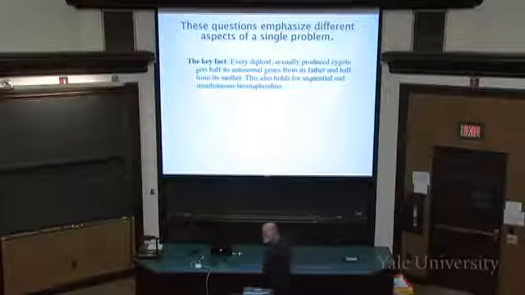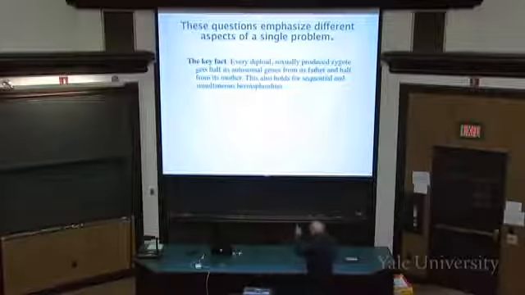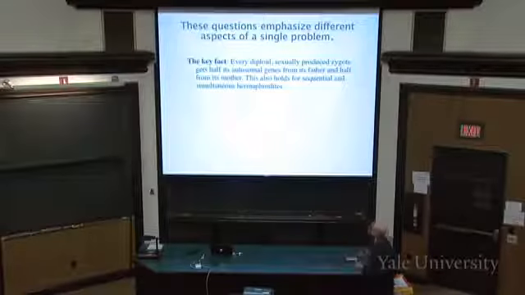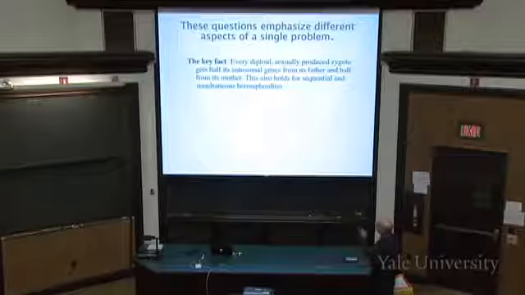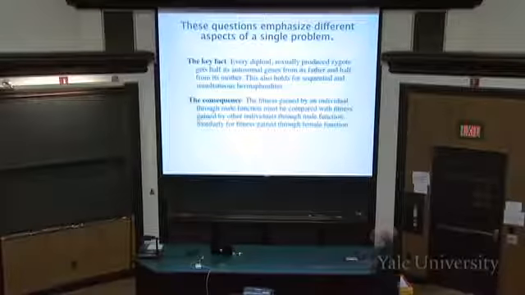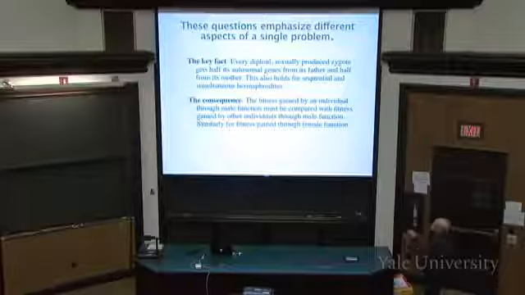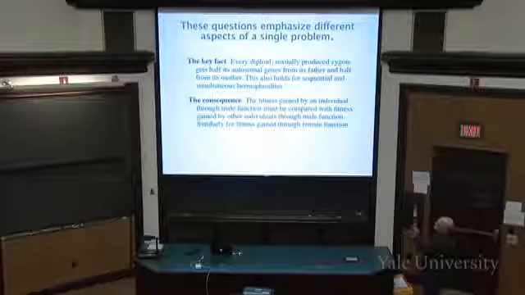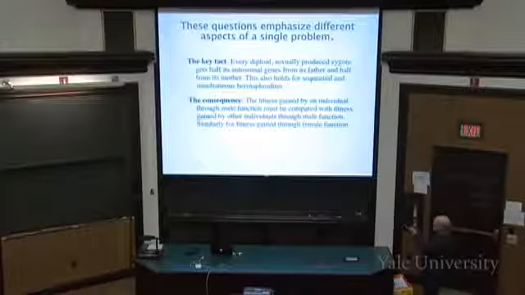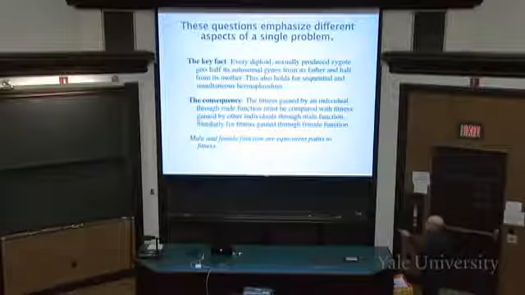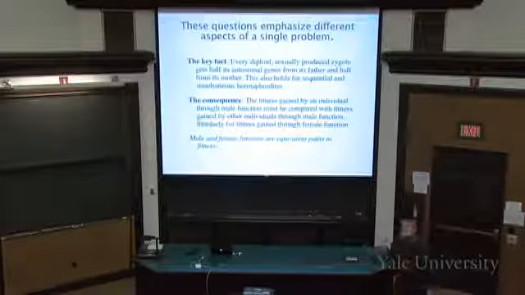And that problem arises because of this key fact. Every diploid sexually produced zygote is getting half of its autosomal genes from its father and half from its mother, and that's also true in the sequential and simultaneous hermaphrodites. Okay, that's what it means to be a sexual diploid. And that has a consequence. It means that the fitness that's gained by an individual through male function has to be compared with fitness gained by other individuals through male function, and similarly for fitness gained through female function. In other words, male and female function are equivalent paths to fitness.